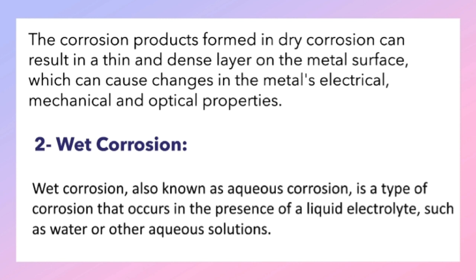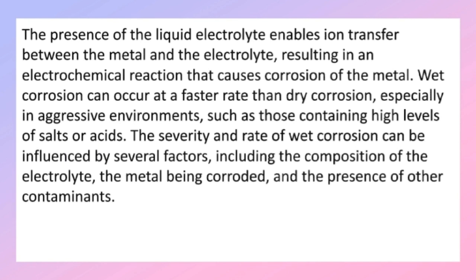The second one is wet corrosion. Wet corrosion, also known as aqueous corrosion, is a type of corrosion that occurs in the presence of a liquid electrolyte such as water or any aqueous solution. The presence of a liquid electrolyte enables ion transfer between the metal and the electrolyte, resulting in an electrochemical reaction that causes corrosion of the metal.